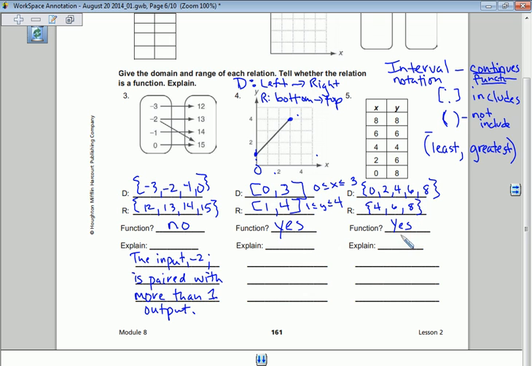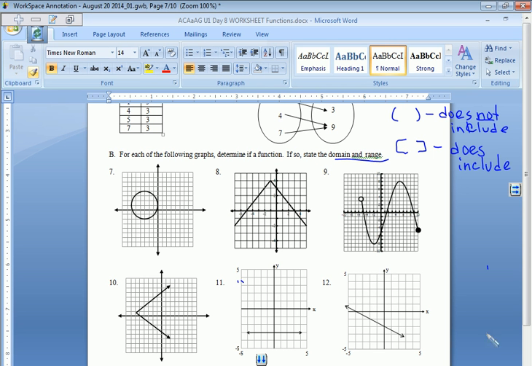Okay, an answer for yes is always going to be each element of the input is paired with exactly one, or each element of the domain is paired with exactly one element of the range. And on the graph, I guess you could put it passes the vertical line test. That's how we know.